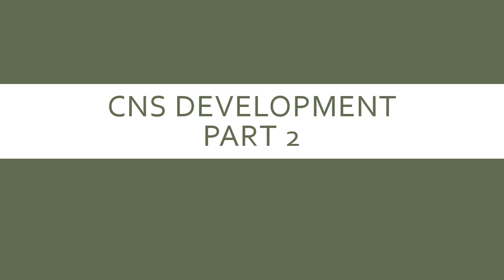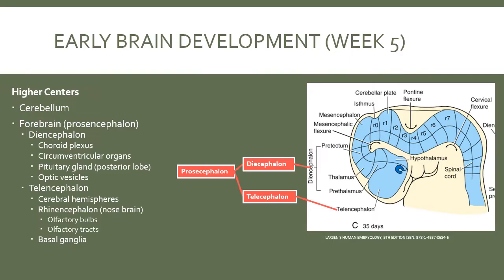So now we'll move on to part 2 of central nervous system development, which includes the higher centers of the brain. Now, what are the higher centers of the brain? Well, we have the cerebellum, which again we already talked about because it was derived from the rhombencephalon, but it really is one of the higher centers of the brain. And then the forebrain, or the former prosencephalon, that develops into the diencephalon and the telencephalon.